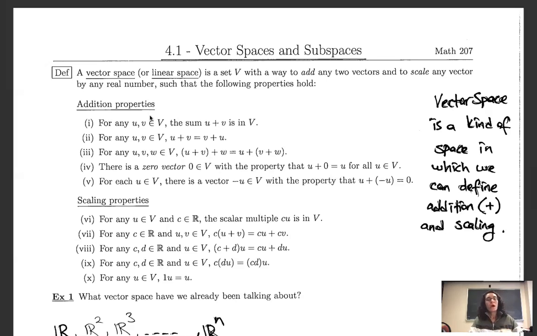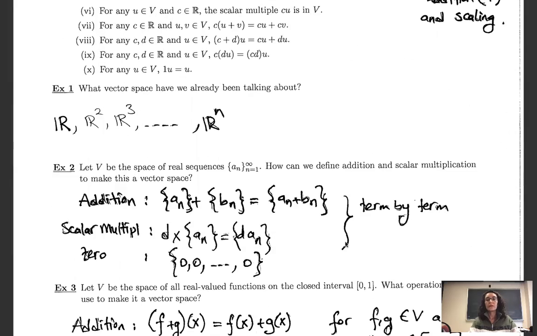And again, if your set V satisfies these 10 axioms, V is called a vector space or a linear space. And actually, as I said already, we have been working on some vector spaces since the beginning of the semester, but we didn't notice, we didn't know the definition. These are already vector spaces: R, R2, R3, and in the general case, Rn.